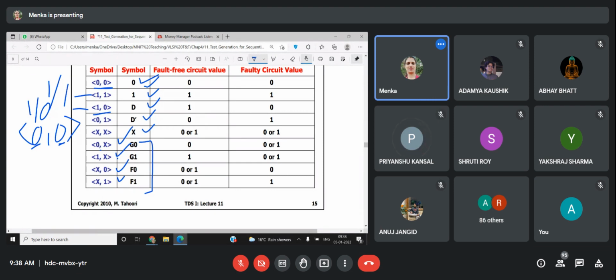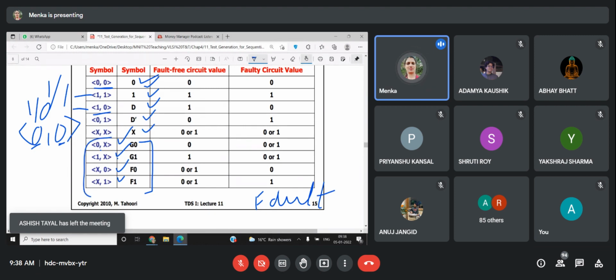Yes, ma'am. Okay, so here you need to make a note. G0 and F0 means one value is 0, right? F means the faulty. F आपको याद रखना है, faulty वैल्यू आपका 0 या 1 है. F का मतलब क्या होता है? Fault, right?